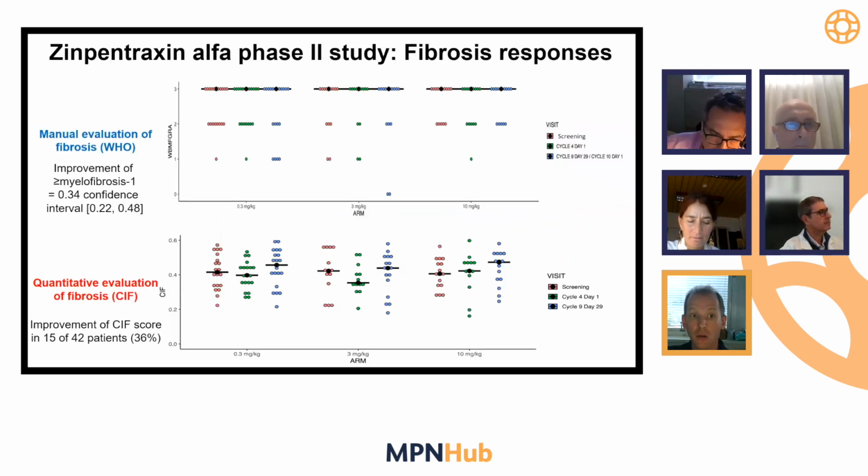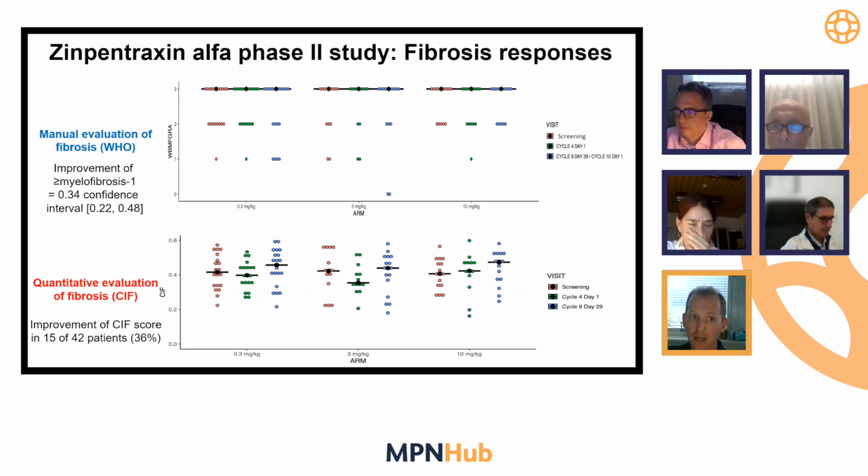And when we then look at the samples taken across the trial, based upon manual review, around about a third of patients showed a single grade improvement at one of the time points, either at cycle 4 or cycle 9 on the trial. A similar number, we observed an improvement in the CIF score when comparing the screening sample to that of cycle 9. Although that number is similar, we're measuring something quite different. So these aren't necessarily the same patients.